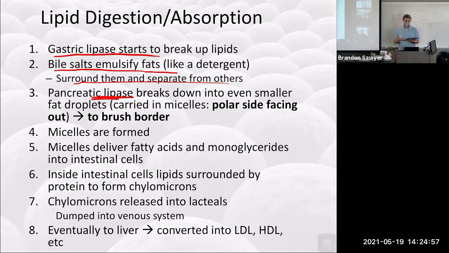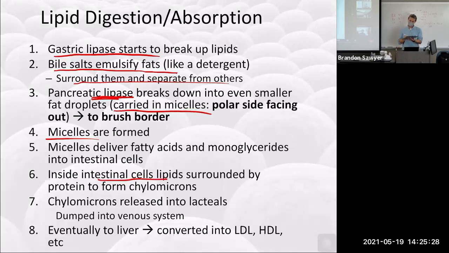Then they get wrapped around by a structure called micelles. These micelles wrap them around and protect the lipids from the water, because when they interact with the water, they tend to clump together. So we want to keep them in the smaller chunks that they are. That turns them into micelles, and then those micelles go up to the intestinal cell and dump the contents of that fat inside the intestinal cell.